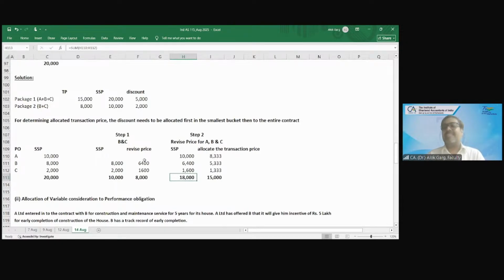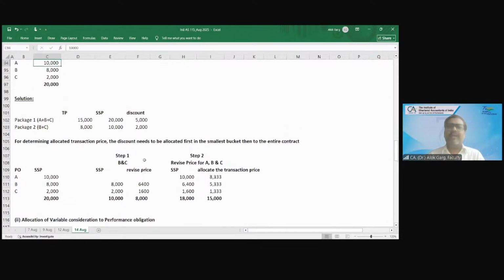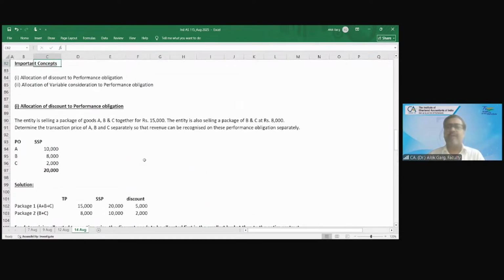Yes. Anyone who has any doubt, any problem, for allocation of discount to the performance obligation? Anyone has any doubt?